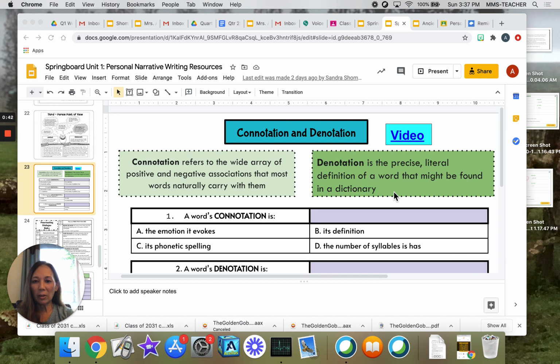Connotation, on the other hand, refers to the wide array of positive and negative associations that most words naturally carry with them. So connotation can differ from person to person based on the experience that a person has had in the past, or where they have lived, or even the time period that you've lived in. So the connotation of a word could be either positive or negative.